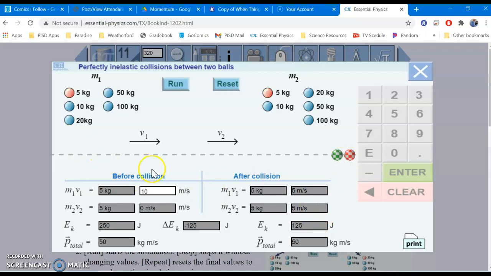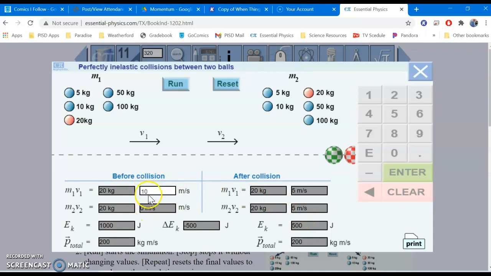So no matter what you put on here, let's put 20 and 20 and try it and see what happens. And boom. Since they stick together, they are always going to have the same final velocity, if they are the same size. That's the deal. If they're the same size, they're both going to stick together and have the same final velocity.